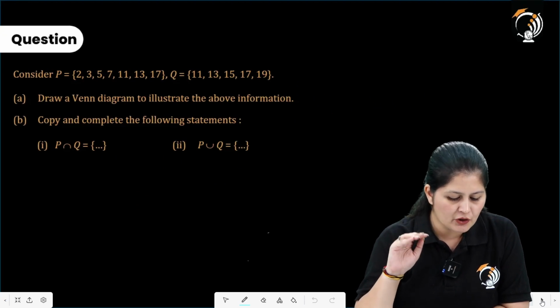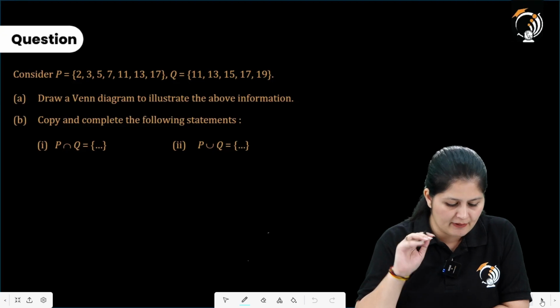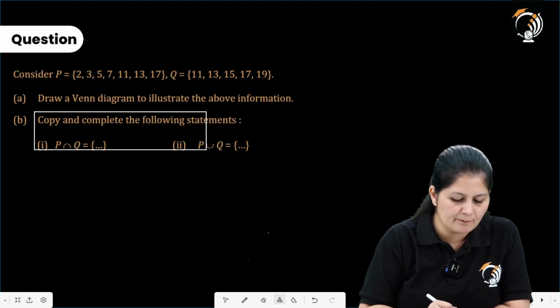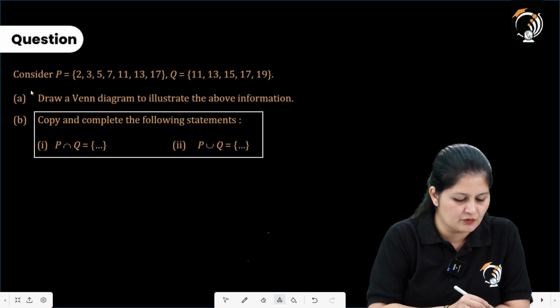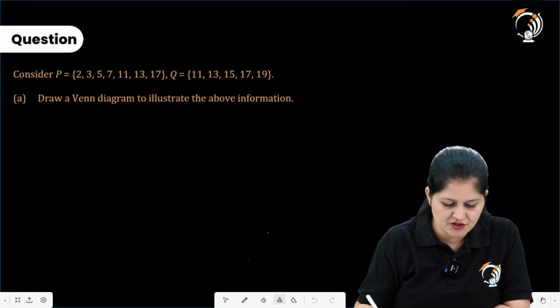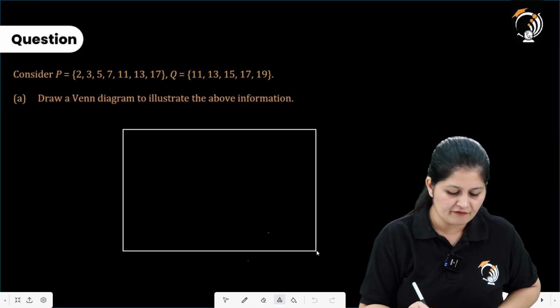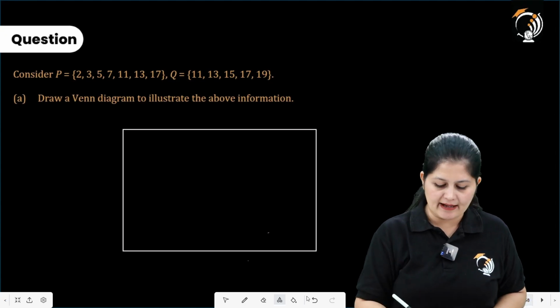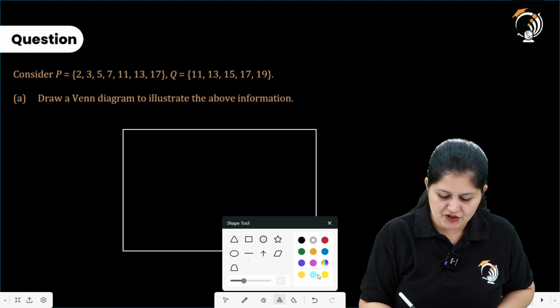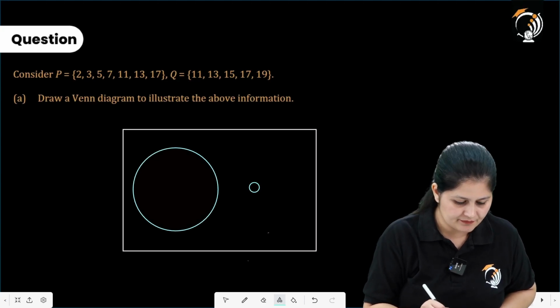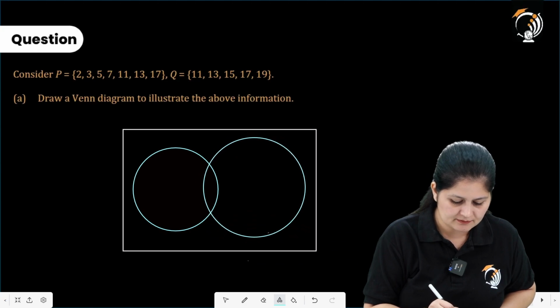Yes. Moving to the next question here, which says consider P as a given set and Q as a given set. Draw a Venn diagram to illustrate the above information. And after that, the B subpart says copy and complete the following statements. Okay, so we need to answer these two questions. Let's jump on to the first question, which says we need to make the Venn diagram to show this complete information. So let's make the circles here, as there are only two sets.